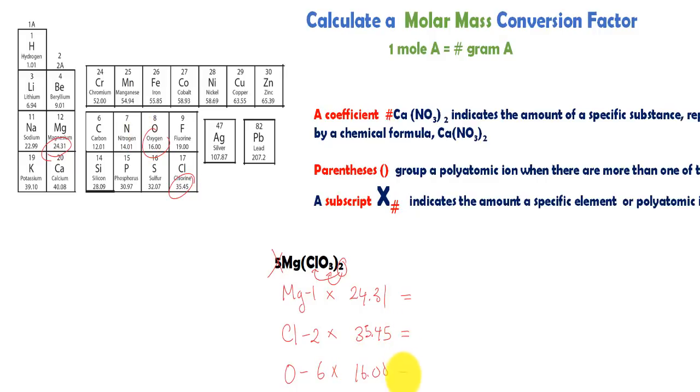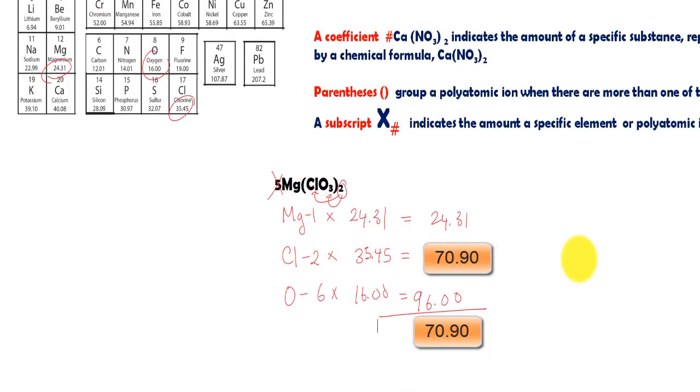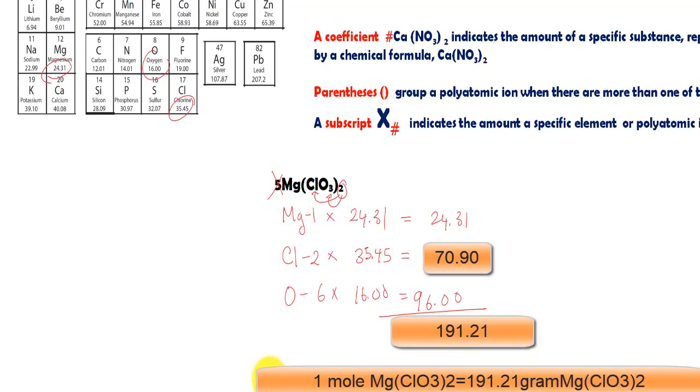And we use our calculator to multiply. We have 24.31 for the total mass of magnesium. For Cl, the total mass of chlorine. For oxygen, it would be 96.00 grams. So that's the total mass for oxygen because there are 6 of it. And then again, we find the total. And let's express this as a conversion factor.